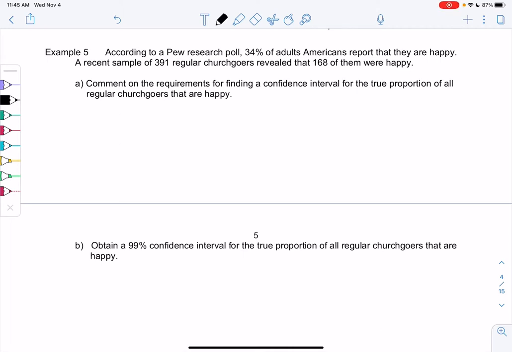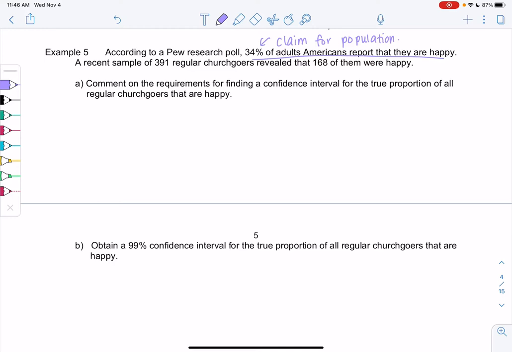Section 8.1, example 5. According to a Pew Research poll, which is just a company that does polling, 34% of adults report that they are happy. That makes me think that's actually the population, so that's a claim for the population. They're kind of implying that's all Americans. And so we're going to check out a sample and investigate if this number is true.